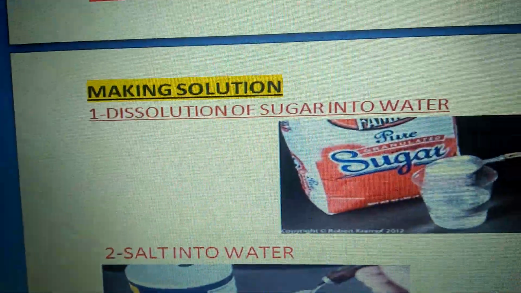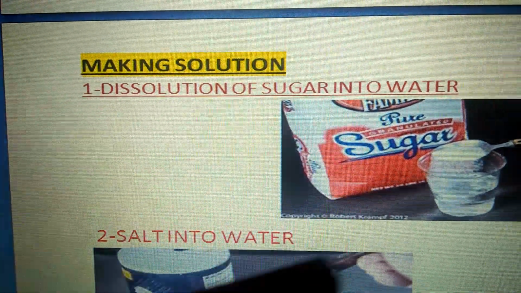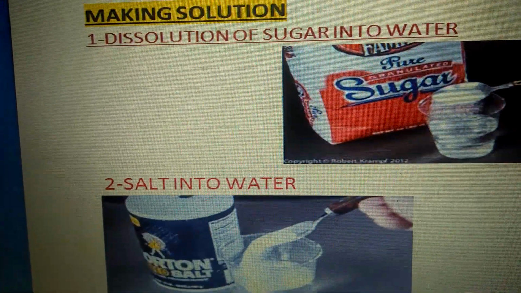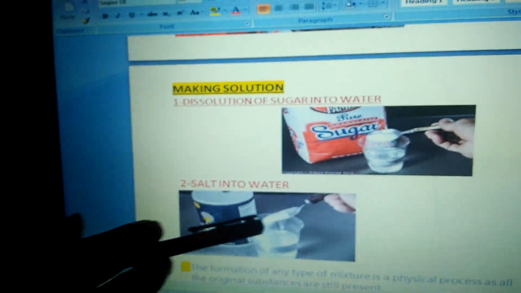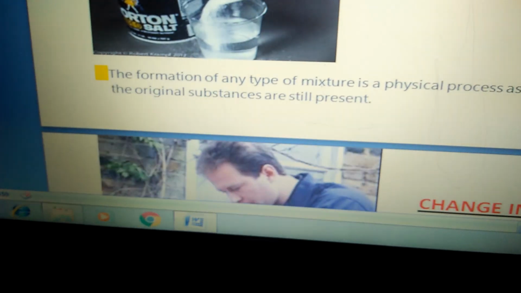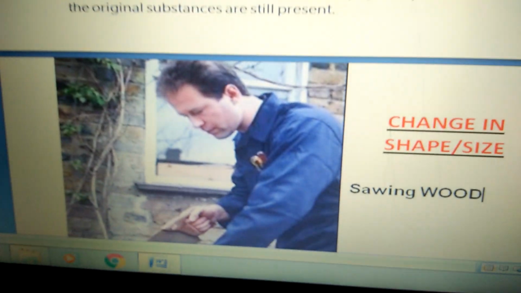Now the third is making a solution. When we add sugar or salt into water, it forms a solution. In this solution, the properties of water as well as sugar, and the properties of water as well as salt, remain the same. So no new substance is formed. So it is a physical change.